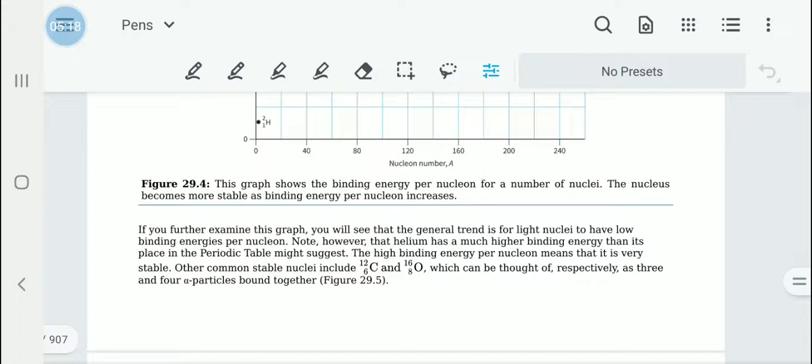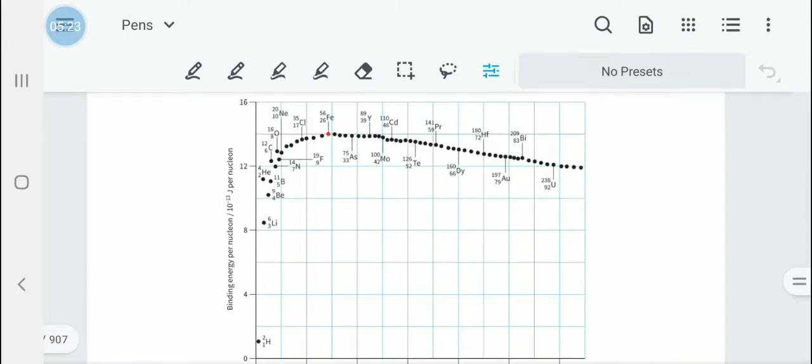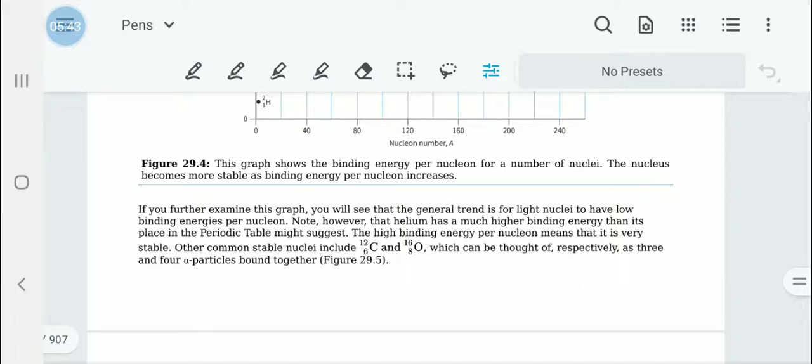However, helium has a higher binding energy. Going by hydrogen, helium, lithium, we would suggest that helium should be somewhere here, but it is not. Helium is here. That means there is a significant impact of something else. It has a high binding energy, which shows that it is very stable.